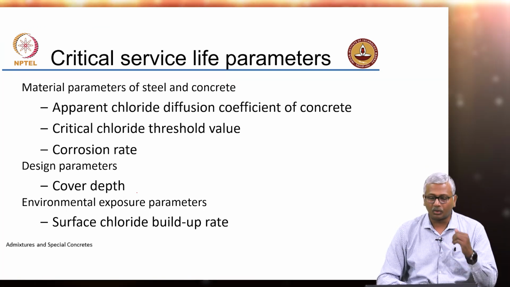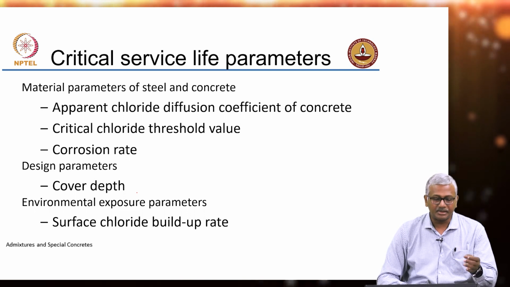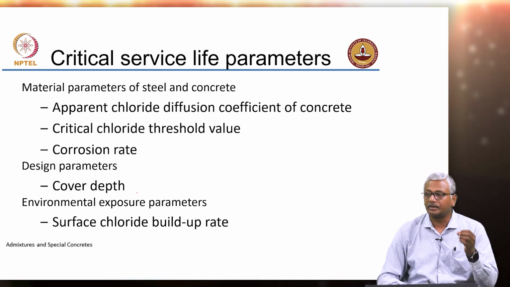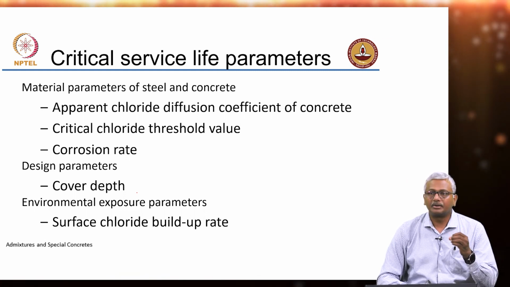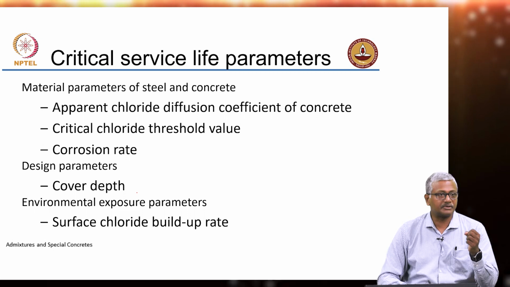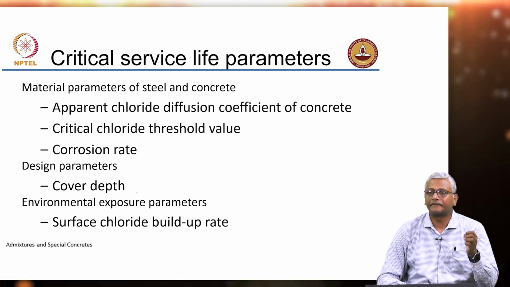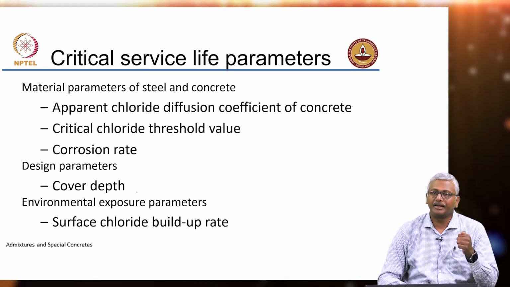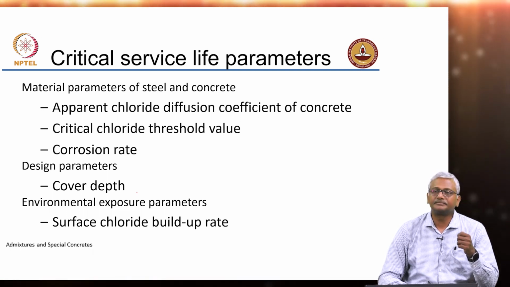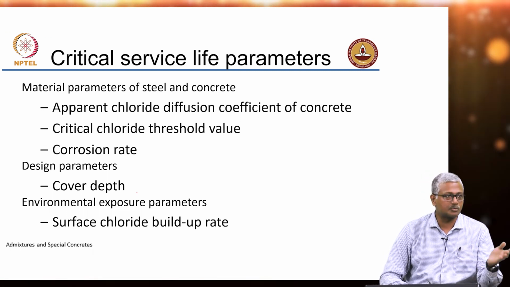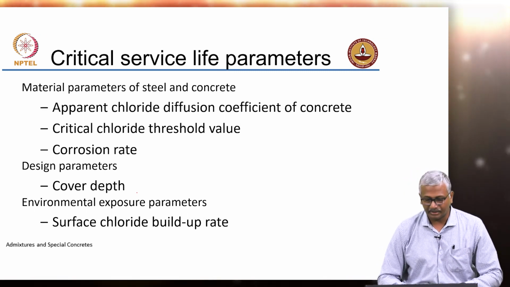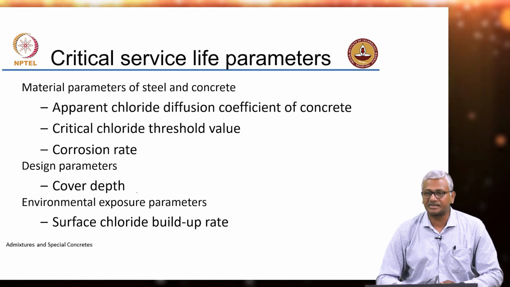For that, we need to understand what the critical service life parameters are. One is material parameters of steel and concrete. First one being the apparent chloride diffusion coefficient of the concrete. Now, what do you mean by this? Apparent chloride diffusion coefficient. What is diffusion? Transport of chlorides by difference in concentration, right? Concentration outside is more than concentration inside the concrete. So, chlorides from outside will start diffusing into the concrete, and that generally happens in saturated systems, okay?